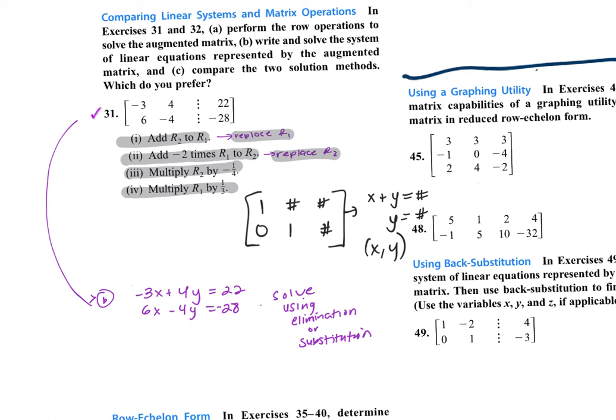Then it says, write and solve the system of linear equations represented by the augmented matrix. So when you write the original one, it's this, that's what it means. And then solve it using what we already know. So if you solve it using elimination or substitution, that's what you're going to do. And C just says, which method did you like better? So C is completely opinion-based. Would you have preferred to do the matrix part? Would you have preferred your elimination or substitution? That's it. But it's the comparison of the two.